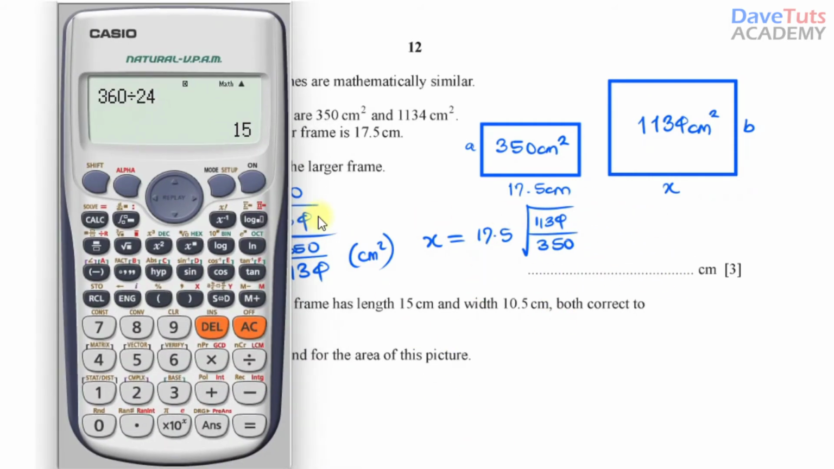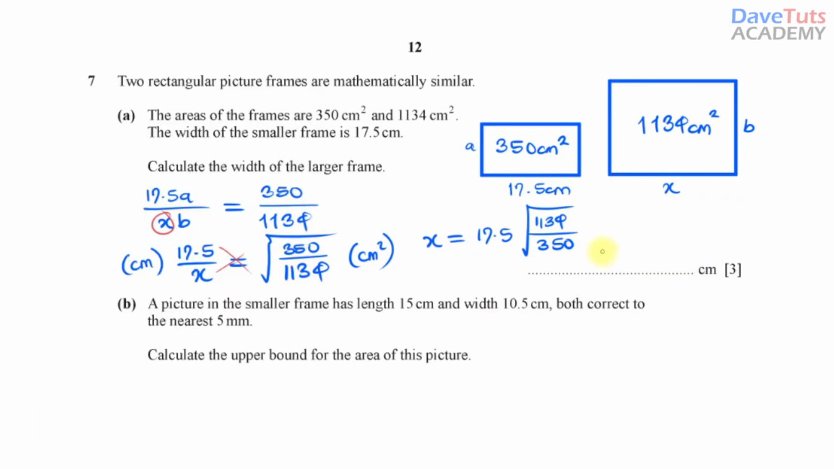So we can bring in our calculator to say we are looking at 17.5 multiplied by the square root of, now we have a fraction, 1134 divided by 350. Okay, so what's that going to give us? This is 3 over 2, which is 31.5. So this is nothing but 31.5 centimeters as the value of x.